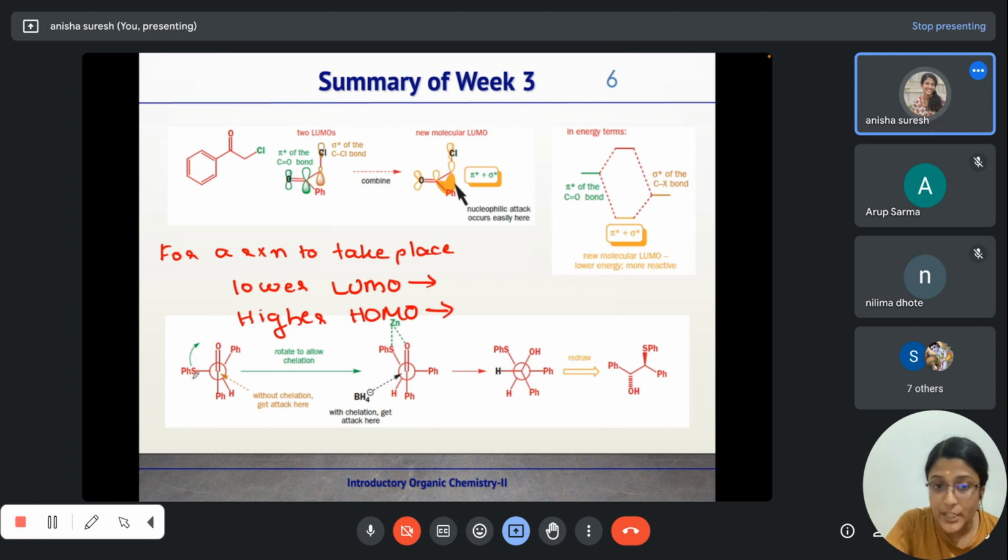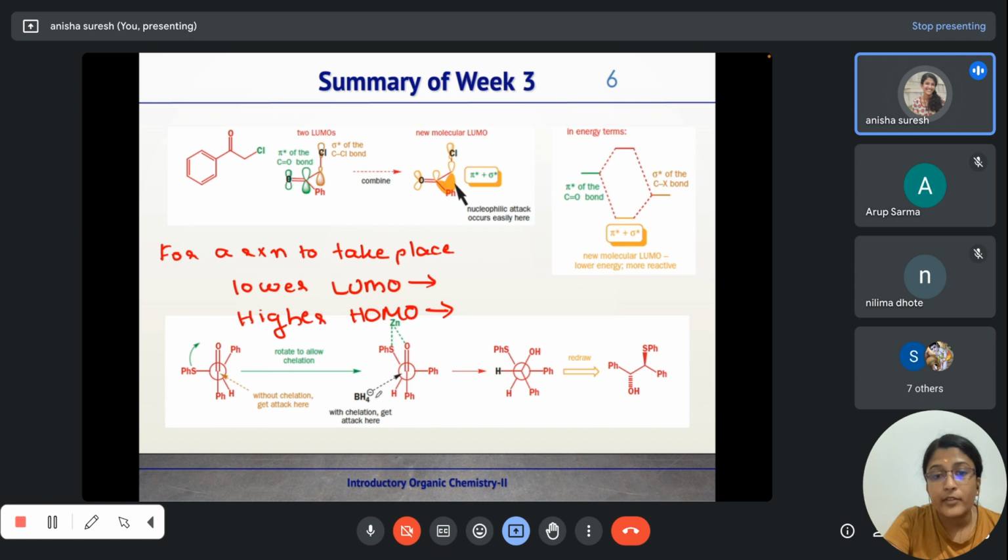Here the OR group also has a lone pair. Oxygen also has a lone pair. It can chelate with metals like zinc, etc. So it will rotate by some degrees and coordinate with zinc. Now this hydrogen is on this side. Since this rotation takes place, the hydrogen will come to this side.